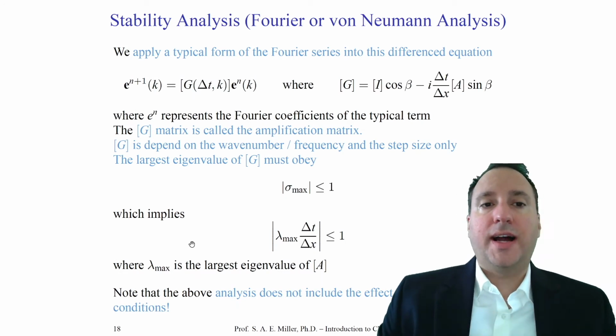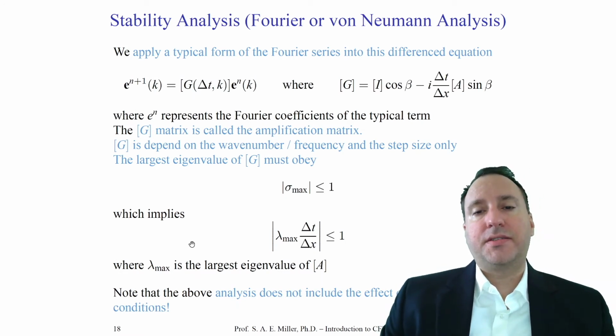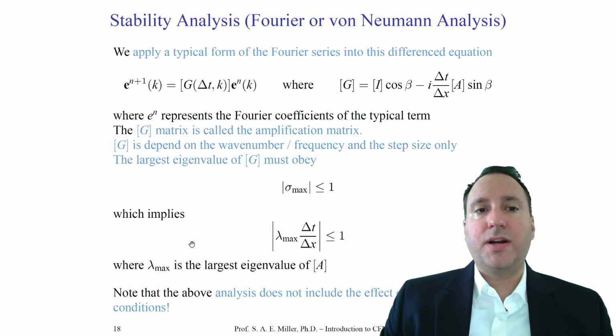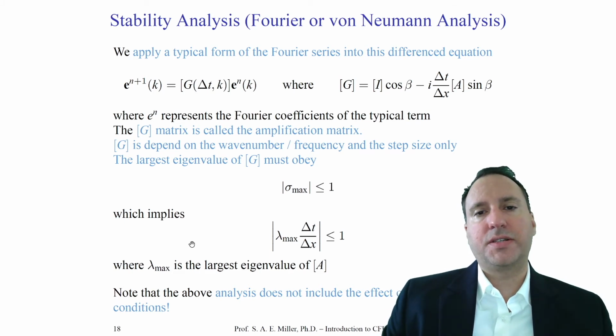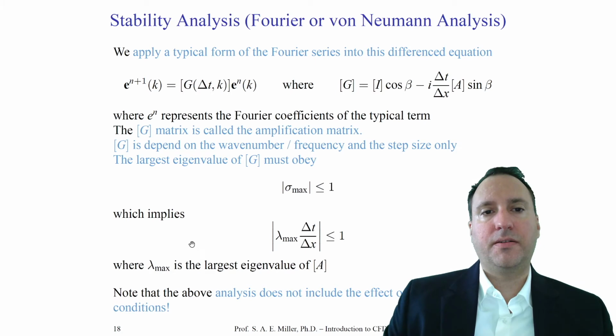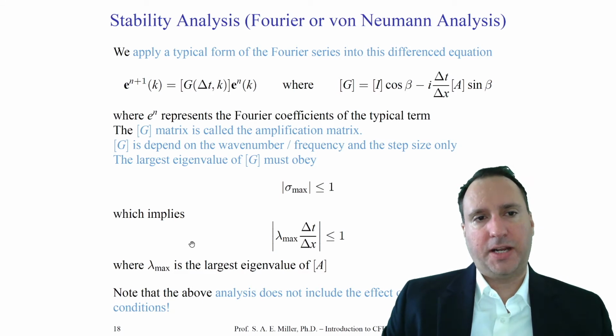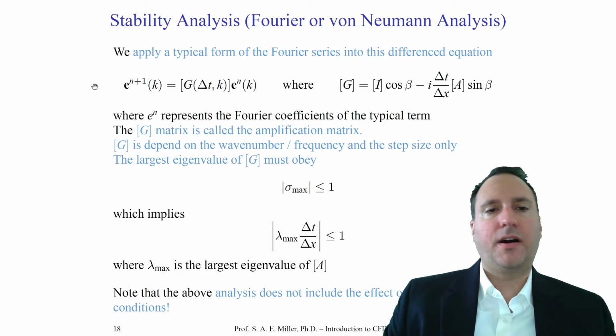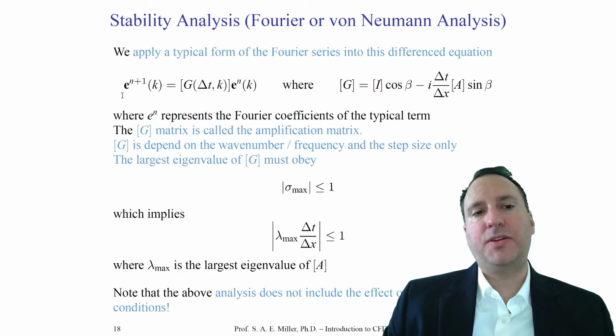Now, we'll apply a typical form of the Fourier series to this particular discrete difference equation. So this is an assumption that, of course, the solution can be rewritten as a Fourier series. This might be very difficult for some cases, but it'll work for many. We can then rewrite our equations as e to the n plus 1 at wave number k goes as the amplification matrix with delta t and wave number k at the current solution time, times e to the n.